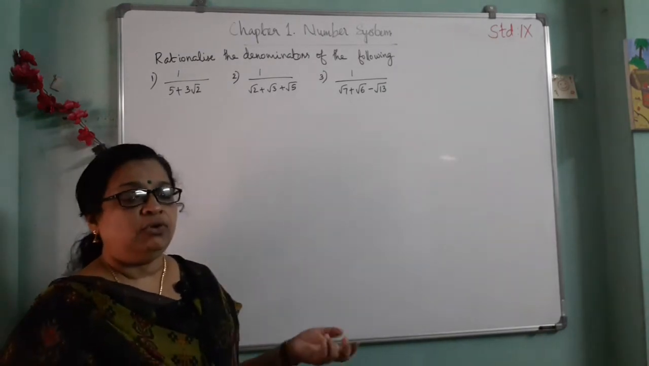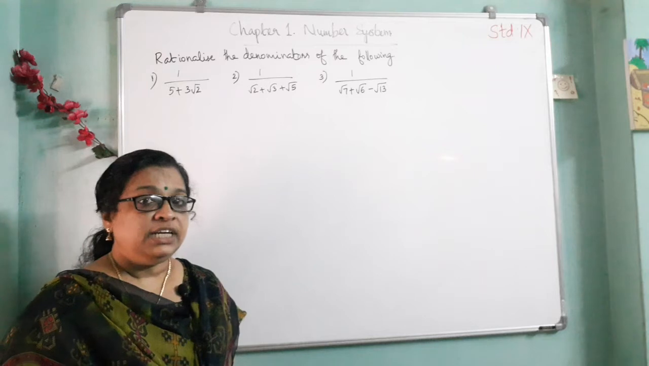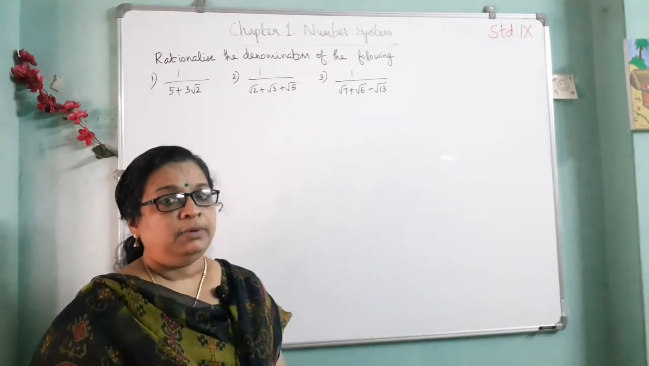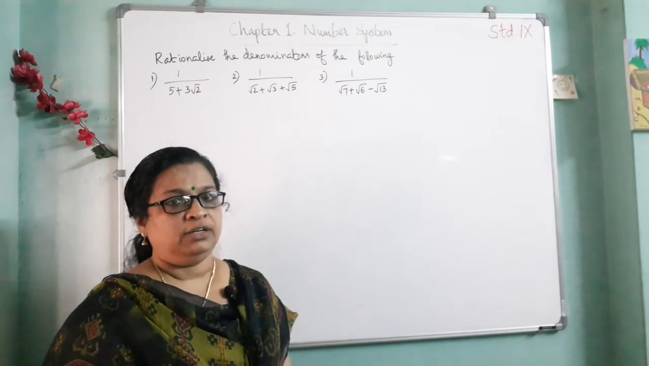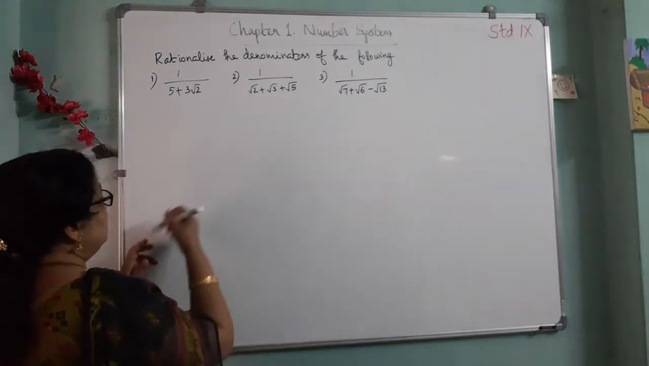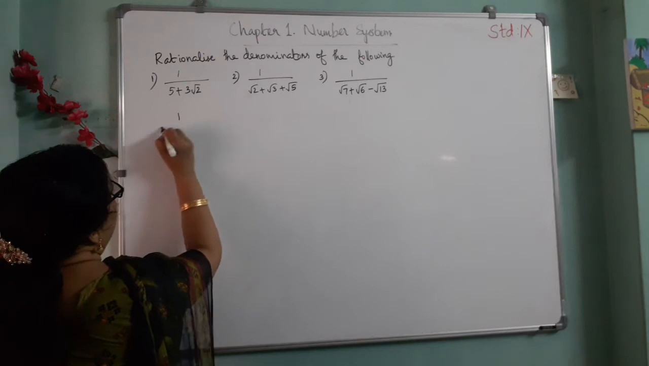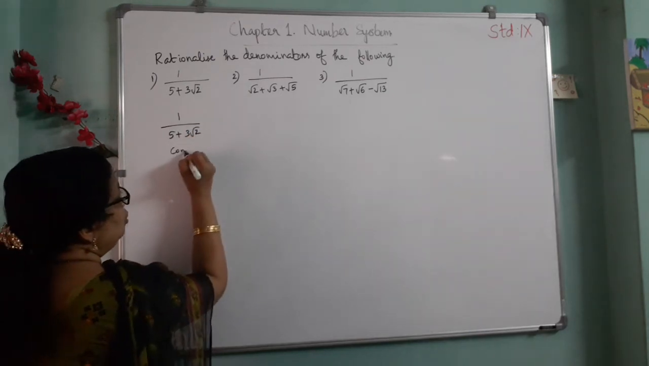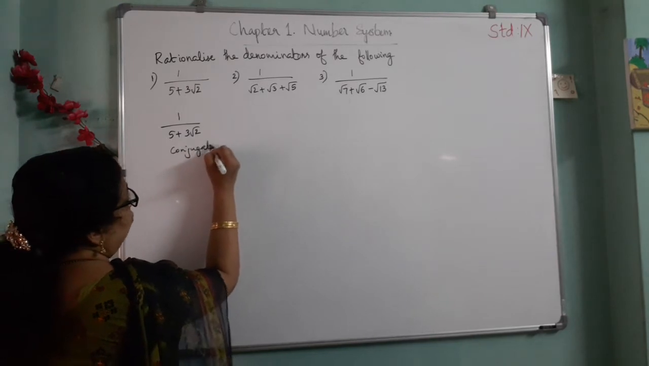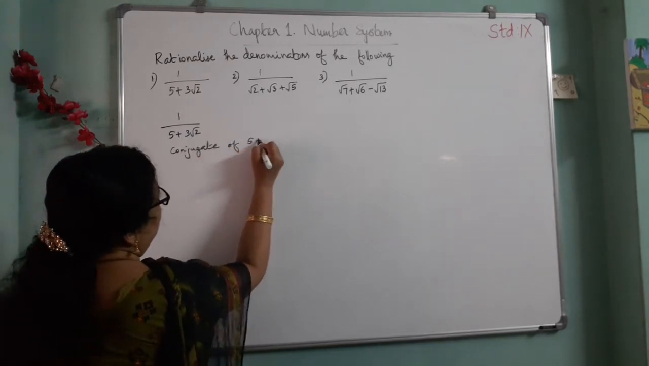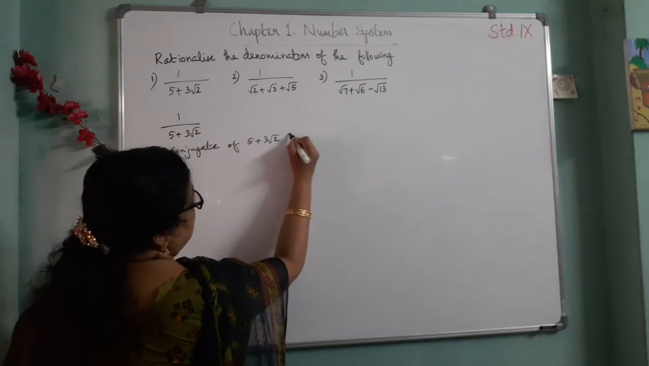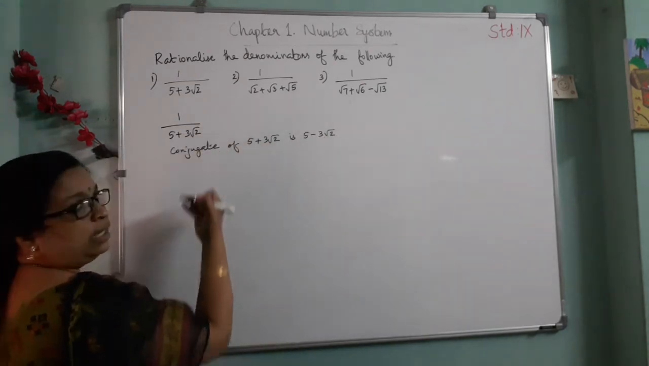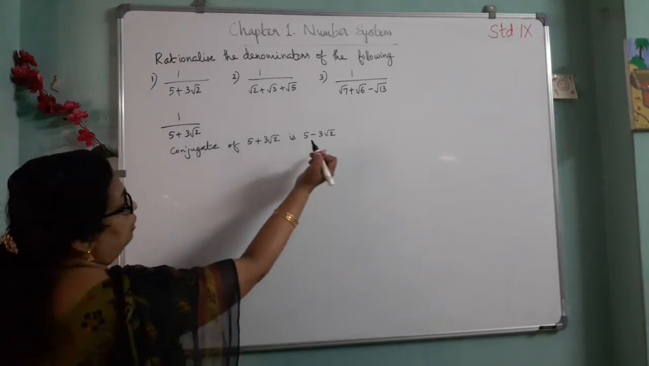We know that for rationalizing, we first find out the conjugate of the denominator, then you multiply that conjugate in both numerator and denominator. Okay. So first question, 1 by 5 plus 3 root 2. So the conjugate of 5 plus 3 root 2 is 5 minus 3 root 2. So both numerator and denominator we multiply with the 5 minus 3 root 2.